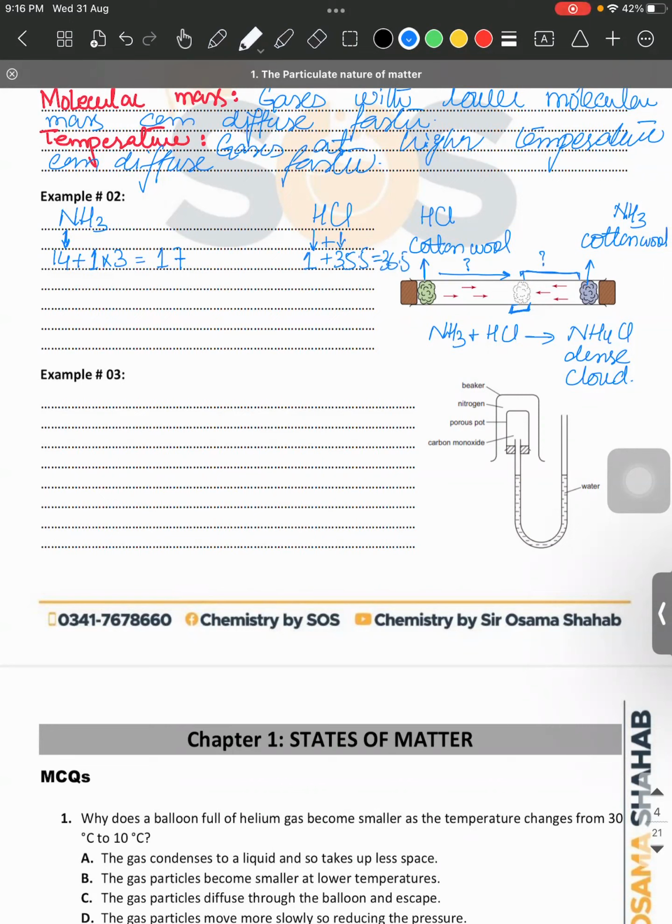So you can see, bacho, over here, the heavier gas is HCl. HCl is heavier and ammonia is lighter. So you can say that ammonia, being lighter, diffuses faster and travels a greater distance. Right, bacho?